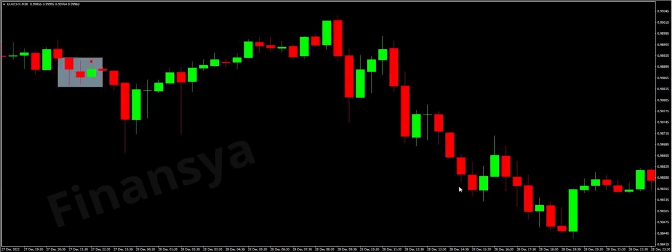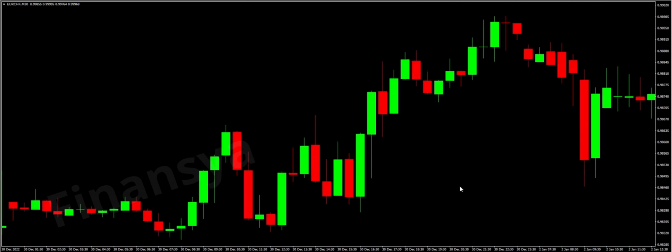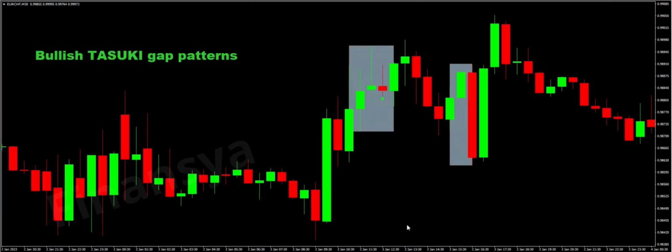Second, considering the same Euro, CHF, 30 minutes. The upside Tasuki Gap Pattern, also referred to as the upward Tasuki Gap Pattern, is a bullish pattern that appears only during uptrends. Similar to the bearish Tasuki pattern, the bullish Tasuki pattern contains three successive candles.